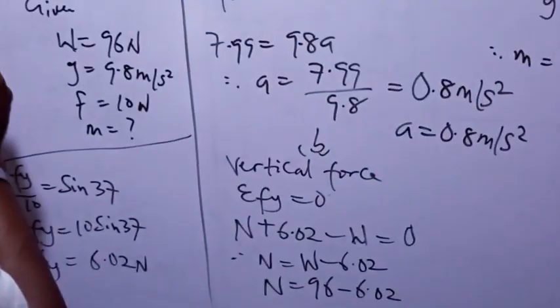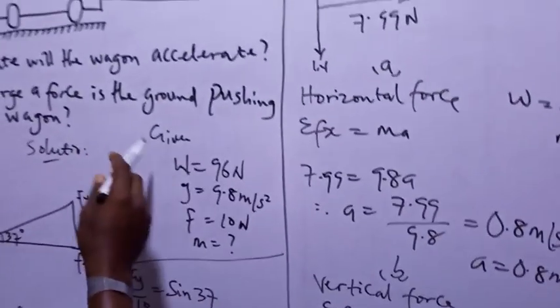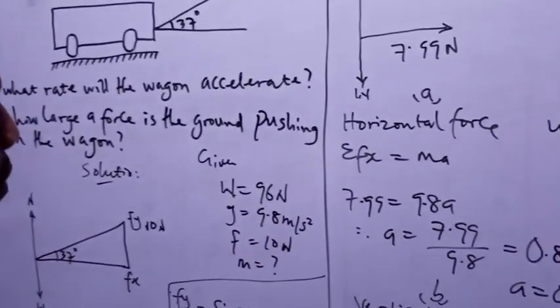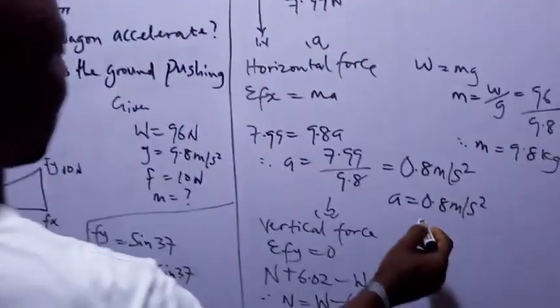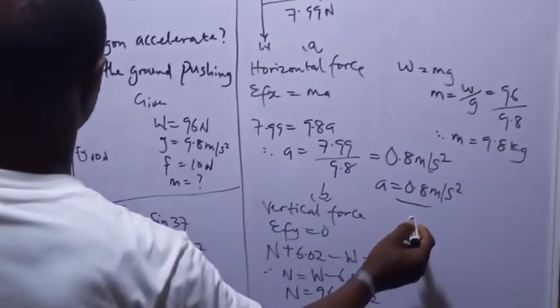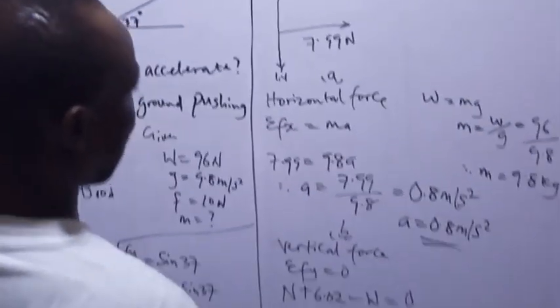As simple as that. That is the force with which the ground pushes on the wagon, and this is the acceleration, the rate at which the wagon accelerates.